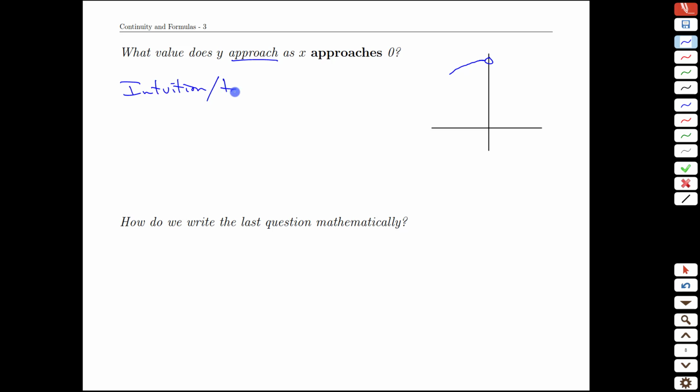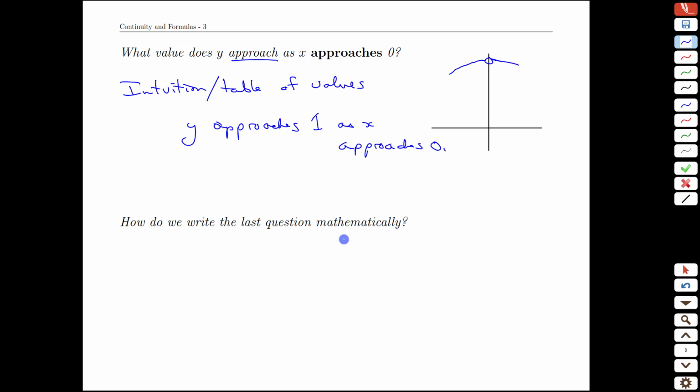From our intuition, combined with the table of values that we generated for our graph, we would say that y approaches 1 as x approaches 0. In other words, if we got closer to x on this side as well, it looks like we would end up at 1 if it wasn't a hole in the graph.